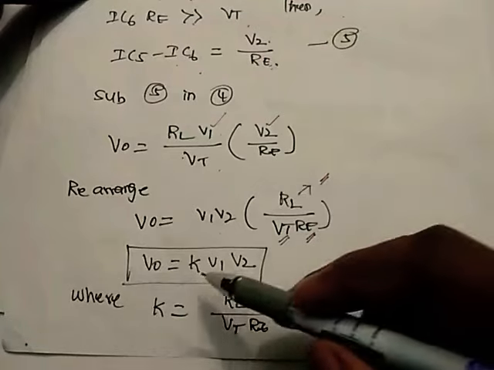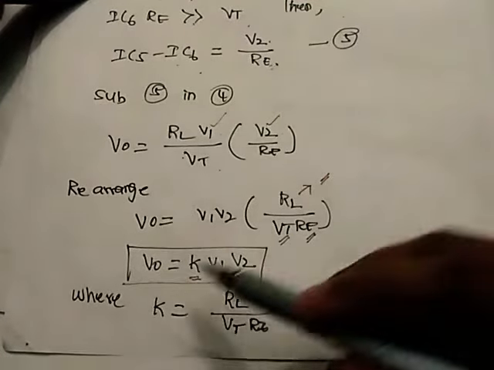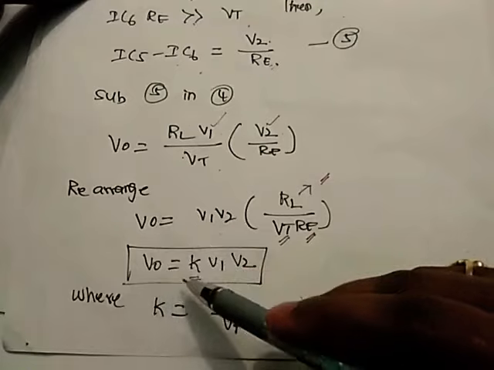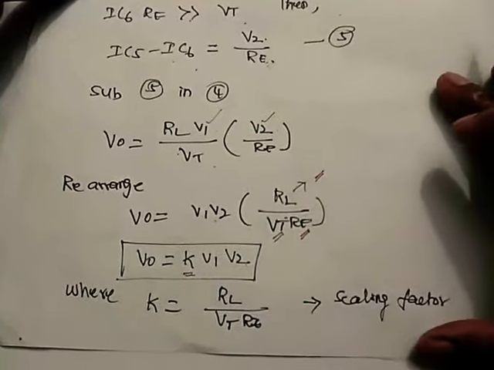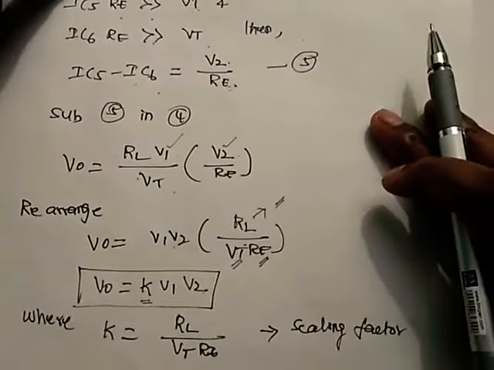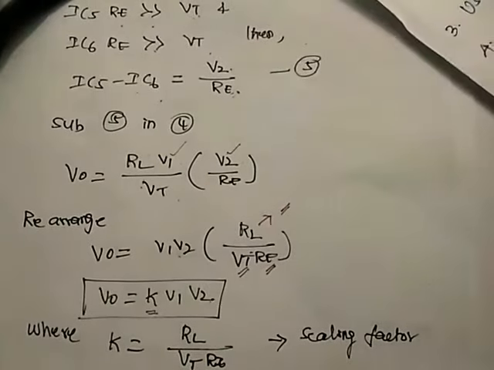Overall, I am going to make this value k. So we can write V0 is equal to k into V1 into V2. This is the final expression of this analysis.